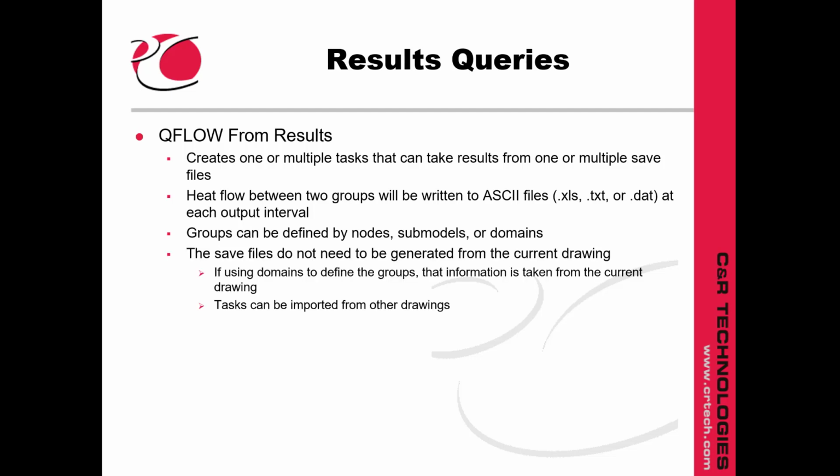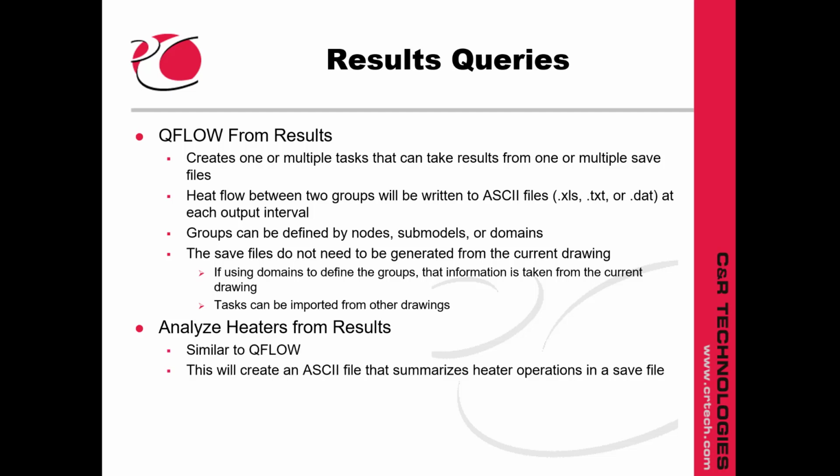The save files do not need to be generated from the current drawing. Now, if you're using domains to define the groups, that information is taken from the current drawing. So these tasks can actually be imported from other drawings. Let's also analyze heaters from results. This is very similar to QFlow. This will create an ASCII file that summarizes heater operations in a save file.